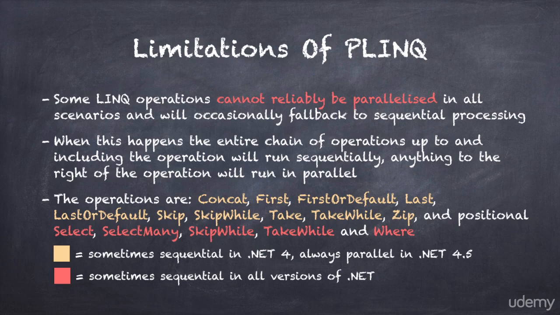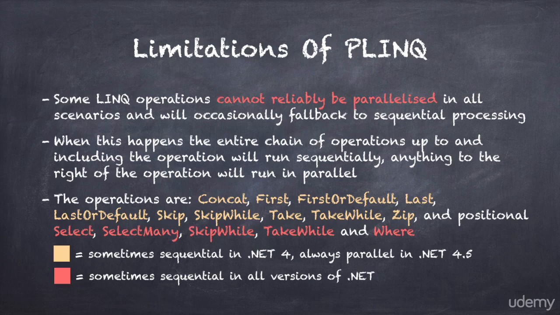Some link operations cannot reliably be parallelized in all scenarios and will occasionally cause a fallback to sequential processing. When this happens, the entire chain of operations up to and including the offending operation will run sequentially, and anything to the right of the offending operation will run in parallel.